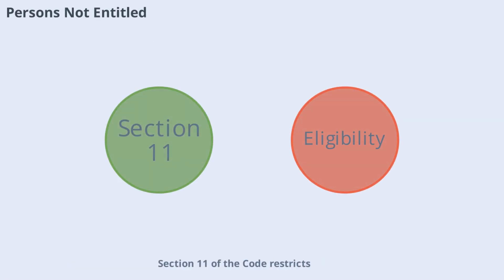Section 11 of the Code restricts certain financial creditors from initiating CIRP. Specifically, those who have violated any terms of a resolution plan approved within the last 12 months are not entitled to file an application.